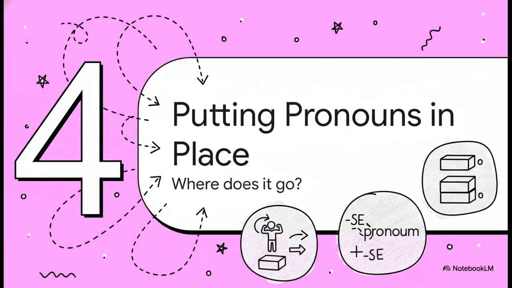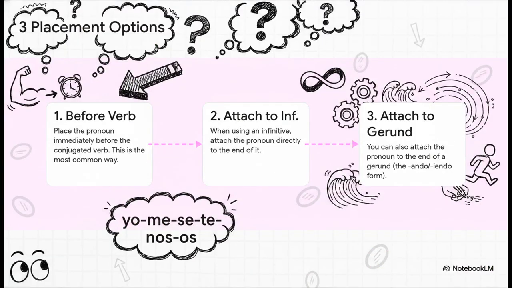Okay, so we've got our pronouns, but where do we actually put them in a sentence? It might seem a little complicated, but there are basically just 3 simple rules you need to know. Here they are, your 3 main options. By far the most common is putting it right before the main conjugated verb. The other 2 options involve sticking it right on the end of a verb, either attached to an infinitive or to a gerund, which is that "-ing" form.